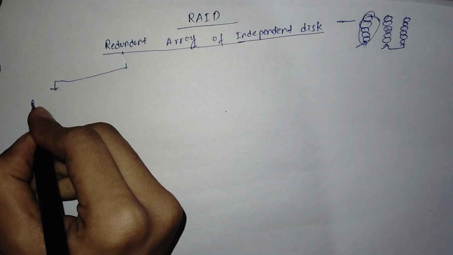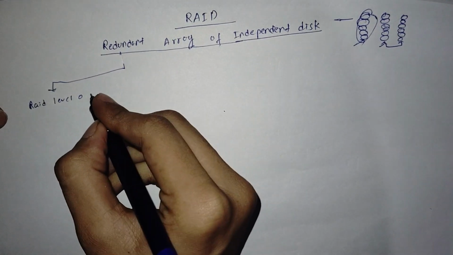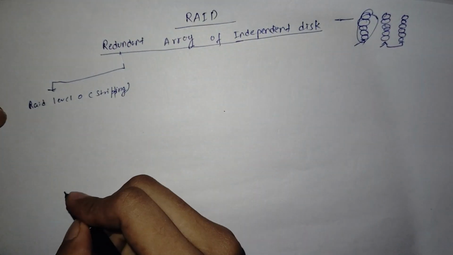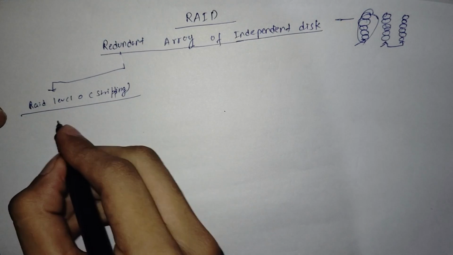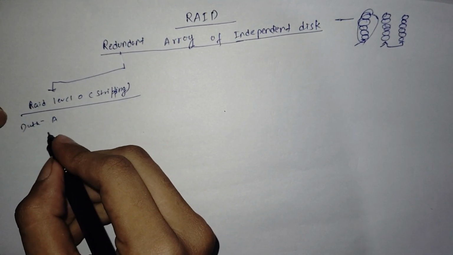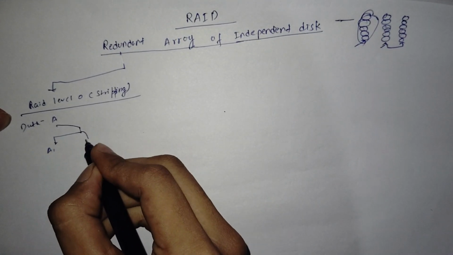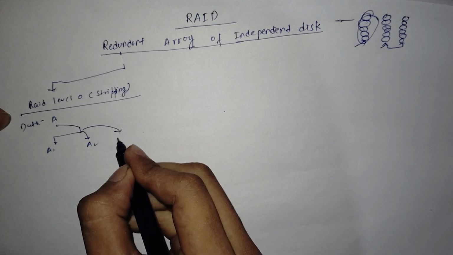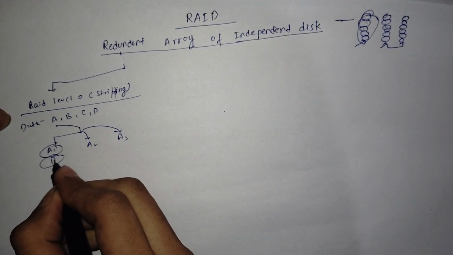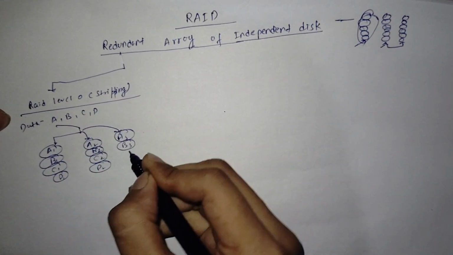The first one is RAID level 0, also known as striping. Now what is striping? Let's suppose we have data A. We distribute this A into 3 parts: A1, A2, A3. Let's suppose we have data B, C, and D also. Then here we have A1, B1, C1, and D1, here A2, B2, C2, and D2, and here A3, B3, C3, and D3.